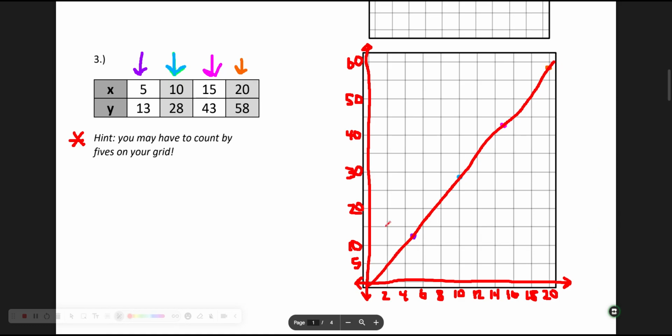There we go. Okay. So your straight line doesn't have to go through 0, 0. Mine doesn't. Not all these lines will. And I know that it's a little curvy around this purple point up here, but we would definitely be able to tell that the points in this number 3 table are linear. So I'd write linear.